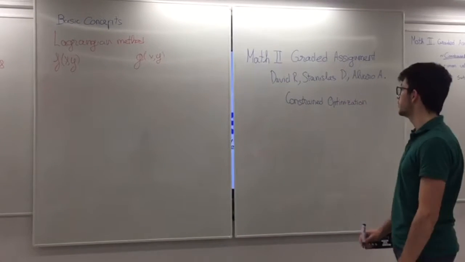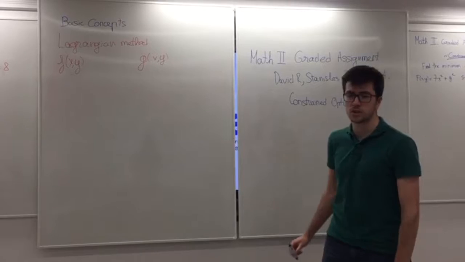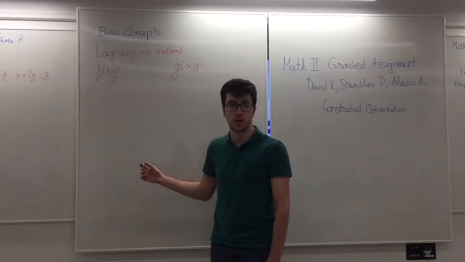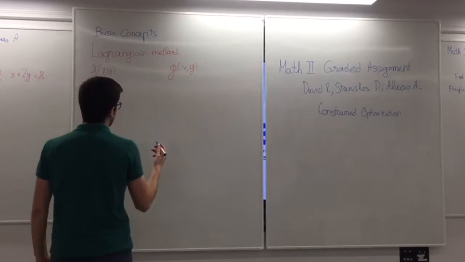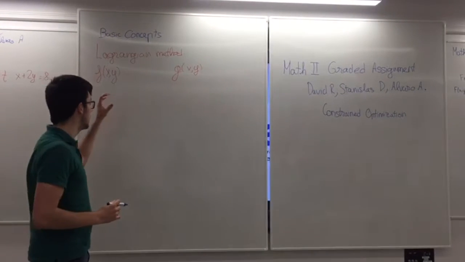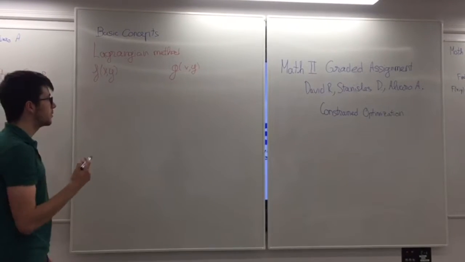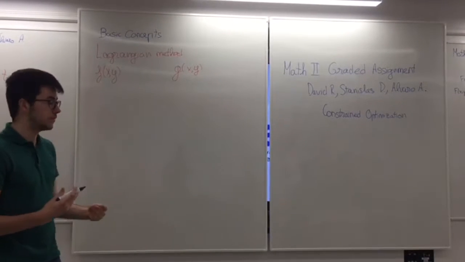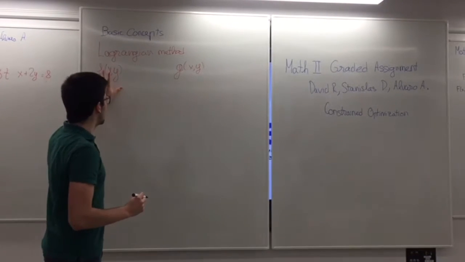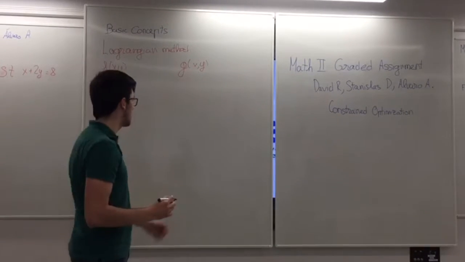We're going to present assignment 2 of constraint optimization using the Lagrangian multiplier method. We're going to explain the basic concepts about the Lagrangian method. First of all, when we have two equations, f of x and y and g of x y, the Lagrangian multiplier method is to obtain a function that combines these two. Here this would be our basic equation in which we want to obtain the maximum, and here is our constraint function.